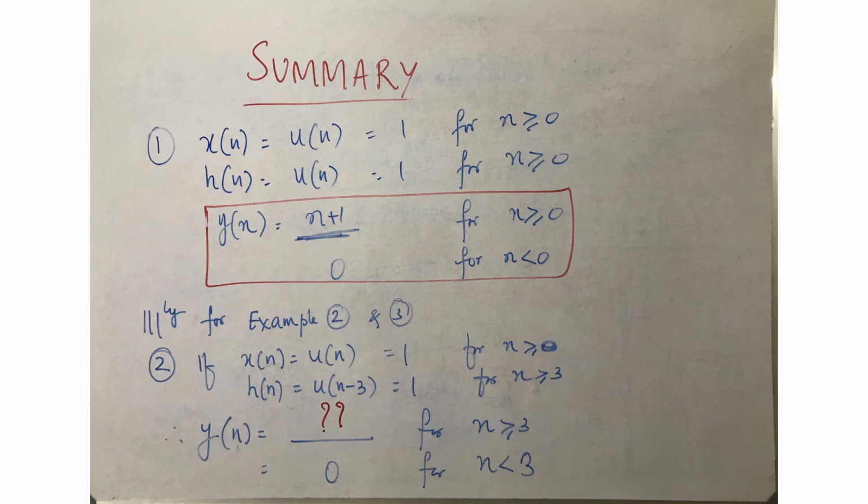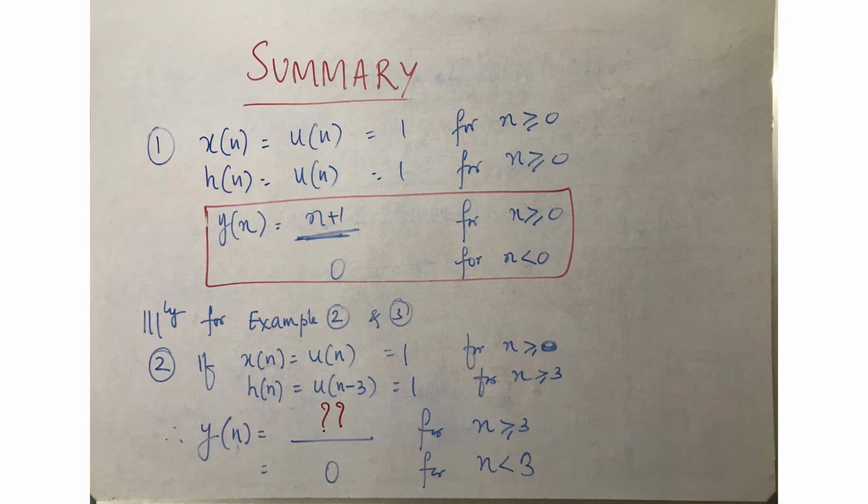If you see the common range between these two, n greater than or equal to 0 and n greater than or equal to 3, what is the intersection? We can see only from 3 to infinity. That means to say for n greater than or equal to 3, y of n exists.